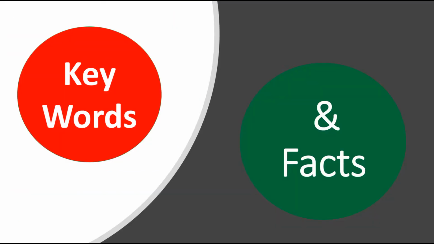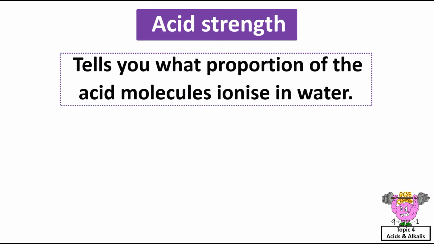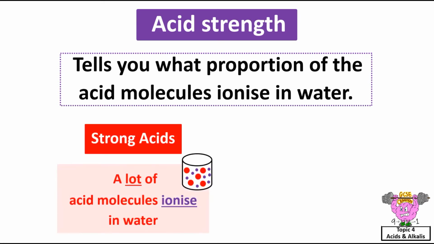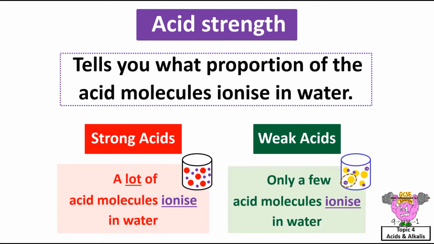Keywords and facts. Do you need to learn all these for the exam, you may ask? Well, yes, you do. Acid strength tells you what proportion of the acid molecules ionize in water. Strong acids, a lot of acid molecules ionize in water, whereas weak acids, only a few acid molecules ionize in water.